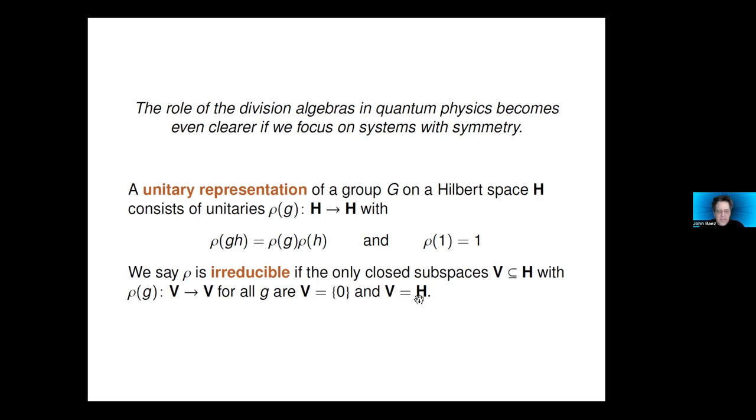For unitary representations, you can show that a representation is irreducible if and only if it's not the direct sum of two other representations. So you can think of the irreducible representations as the ones that can't be broken down any further. They're sort of the building blocks of representation theory. And that's why they show up a lot when we're studying elementary particles. There's a funny analogy between elementary particles and irreducible group representations.